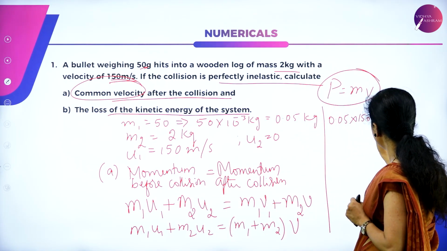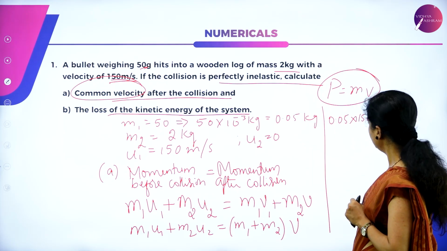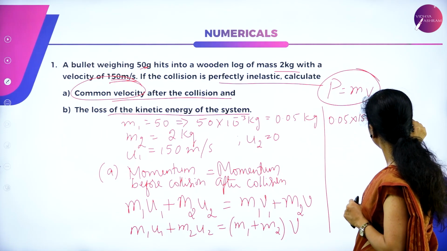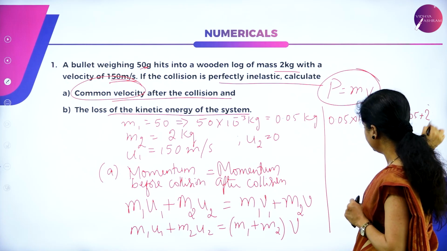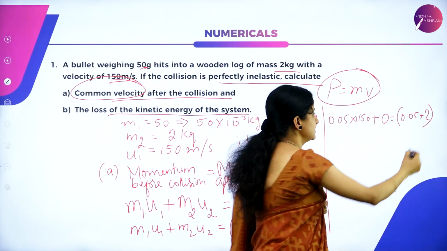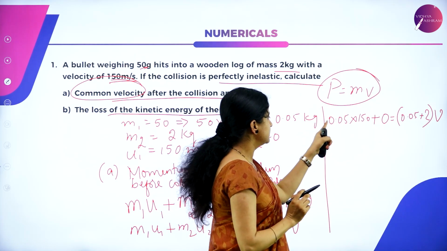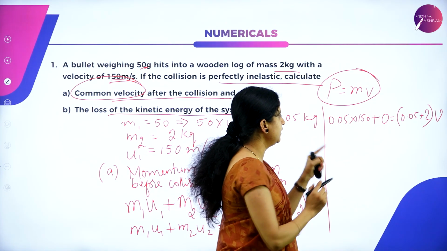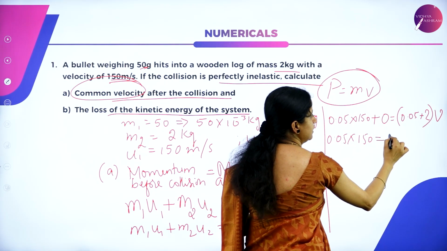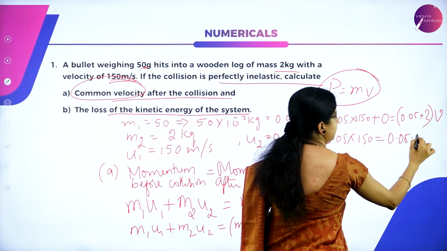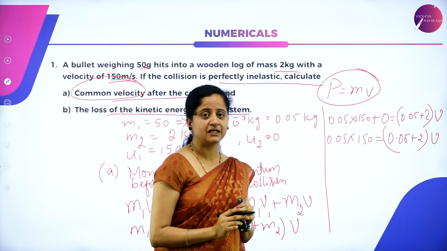So which is equal to, now we can write here 0, which is equal to, what is M1? M1 is 0.05 plus M2 is 2 kg into the common velocity V, which we have to calculate. Now 0.05 into 150. So here we will get 0.05 into 150, which is equal to 0.05 plus 2 into V. So let us now simplify this to calculate V.